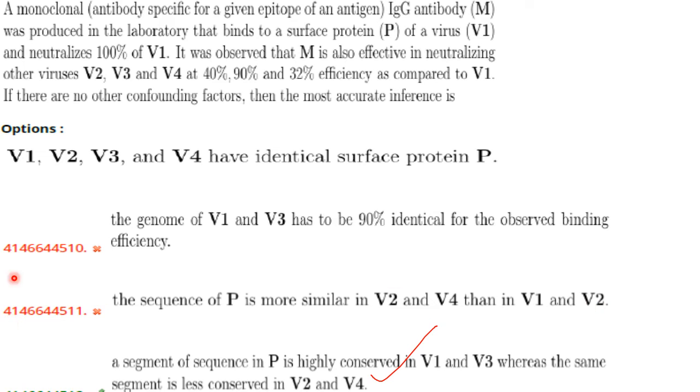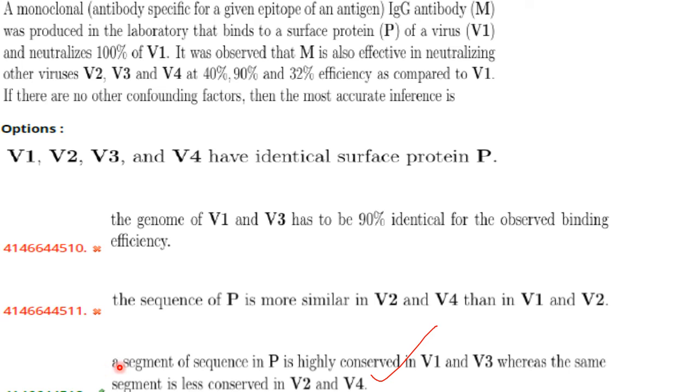Why? Because V2 and V4 are somewhat similar in neutralizing effect, that is 40% and 32% respectively, whereas V1 and V3 it is 100% and 90%. So you can say that the sequence of P is more similar in V2 and V4 as well as in V1 and V3, not than in V1 and V2.